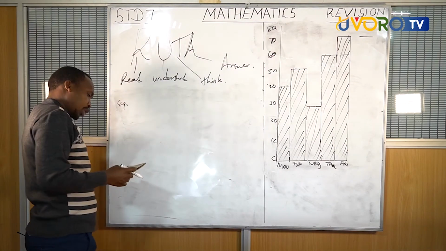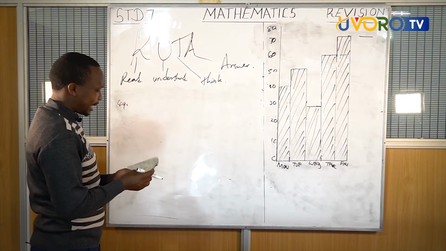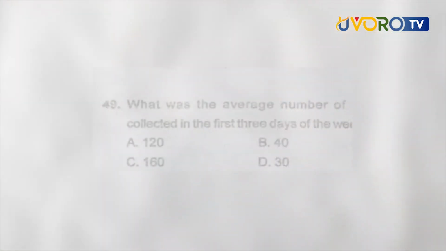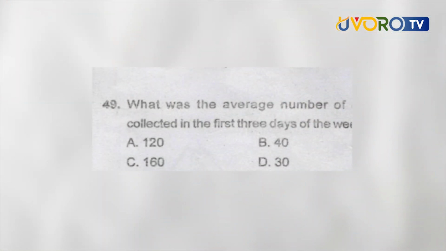Now you are told, question number 49. What was the average number of eggs collected in the first 3 days of the week?